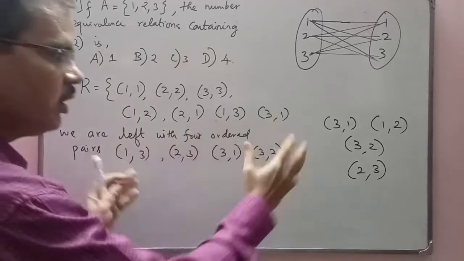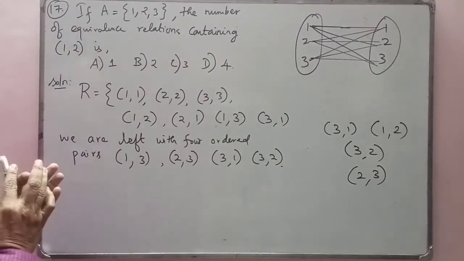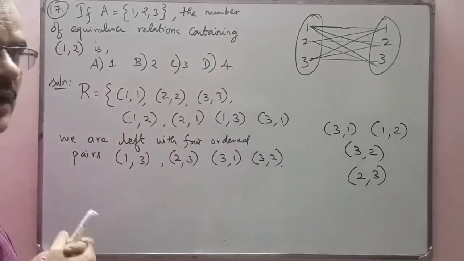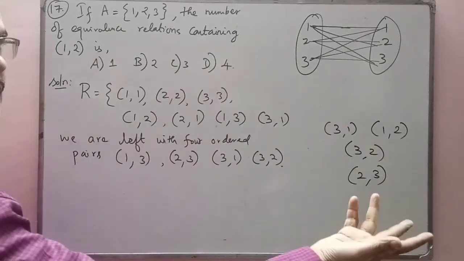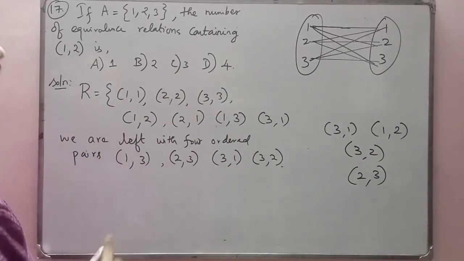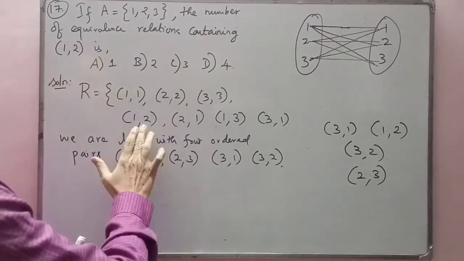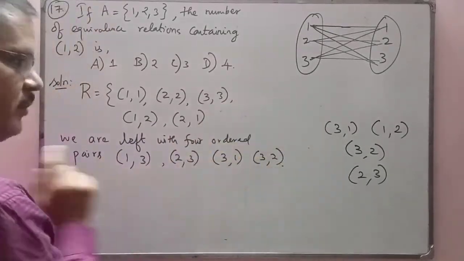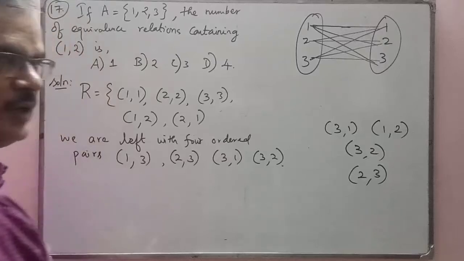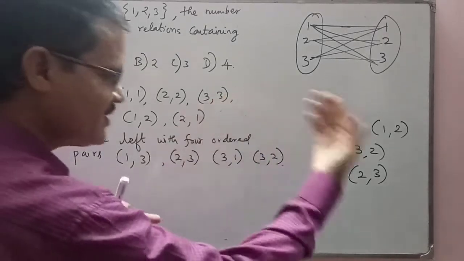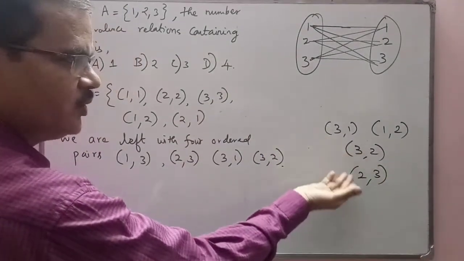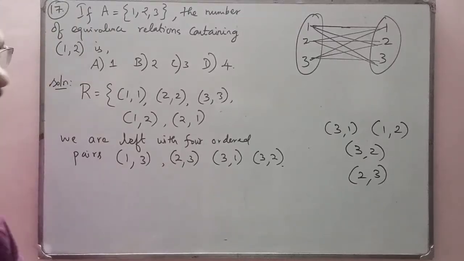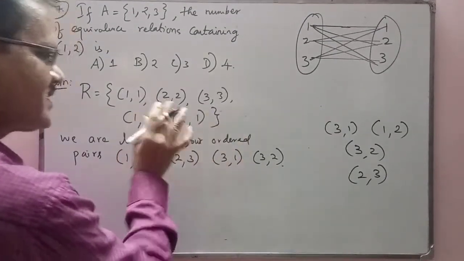So you have included all the ordered pairs. Then it is equal to the Cartesian product. That is the final equivalence relation. So with this 1, 2, this is the only other possible equivalence relation. Apart from that, if you include any one pair, automatically to maintain symmetry, you will include the other one. To maintain transitivity, automatically you will include 3, 2 and 2, 3. So this is the smallest equivalence relation.